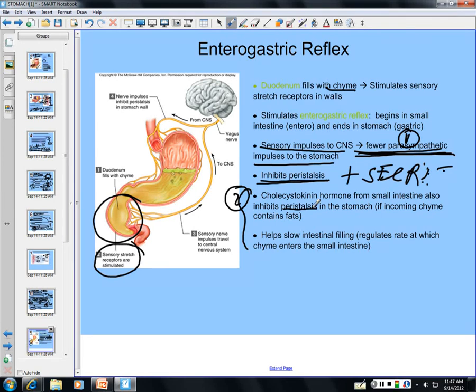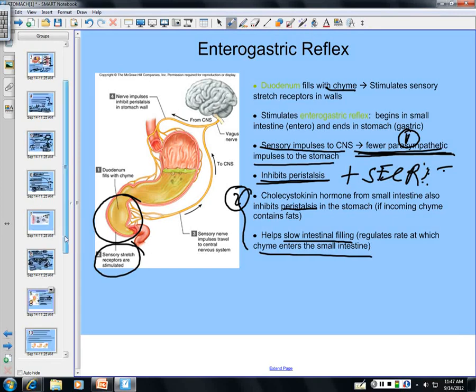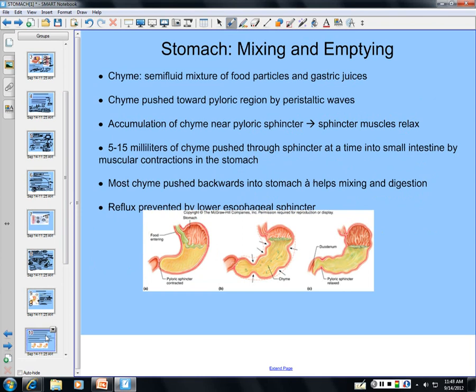And this will slow down intestinal filling, regulate the rate at which chyme enters the small intestine, and will now depress or decrease stomach activity. It's no longer required. Food is already in the duodenum. Now let's look at the stomach mixing and emptying.